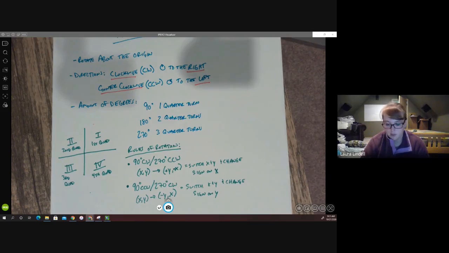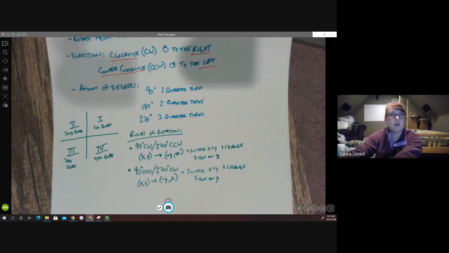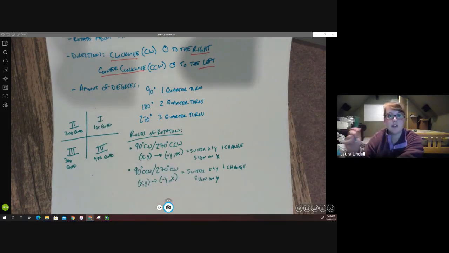Okay. And then the last option that's different than these is 180 degrees. 180 degrees is special because it doesn't matter if you rotate clockwise or counterclockwise, you're going to end up in the same spot. If you think about it, if you were to jump and turn 180, it doesn't matter which direction you jump. Like if you turn to the right or you turn to the left, you're still going to end up facing backwards, right? So that's kind of the same idea with 180-degree rotation. It doesn't matter if you're going clockwise or counterclockwise.